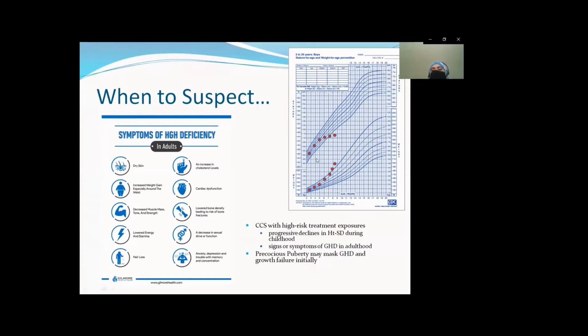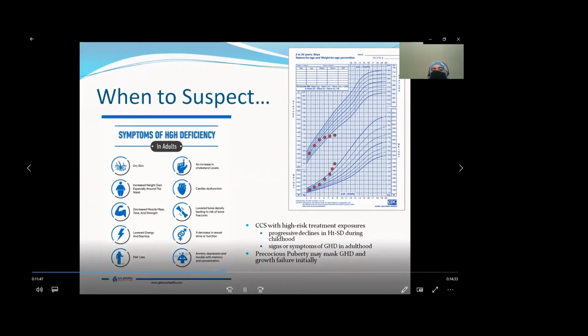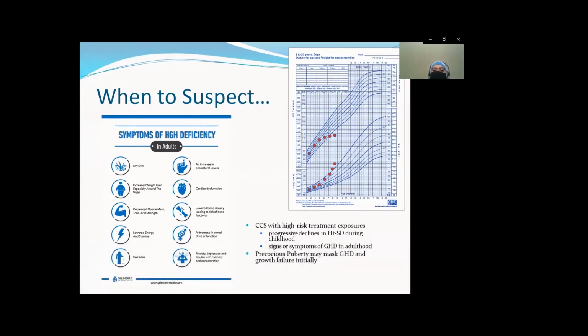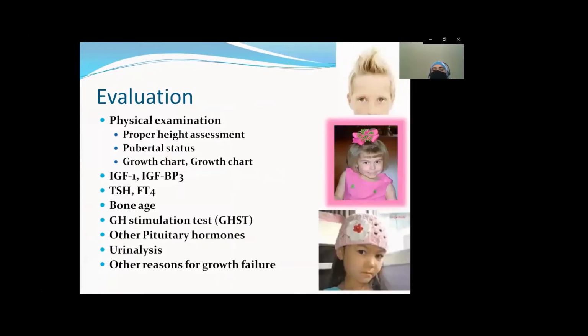But in cases where you don't have the luxury of a growth chart, or the child presents to you around puberty where you don't have the previous marks, then you can also look at the symptoms of growth hormone deficiency as you would in an adult, like decreased muscle mass, low exercise endurance, dry skin, increased weight gain, etc., to warn you that this might be a growth hormone deficiency patient. So you already have a patient, you suspect they have growth hormone deficiency, and now how to evaluate them.